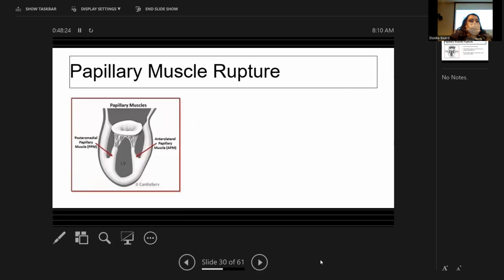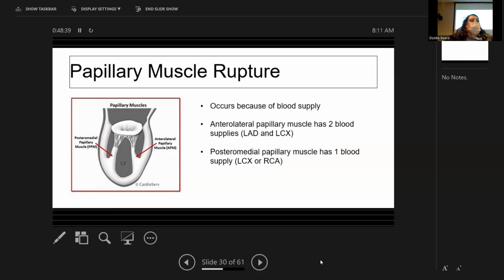So this is the mitral valve. So you have a posteromedial papillary muscle and an anterolateral papillary muscle. And you can kind of see there's the papillary muscle at the bottom, and then the cords that attach to the papillary muscle. Usually you have papillary muscle rupture because of blood supply issues. So most common papillary muscle to rupture is the posteromedial because it only has one blood supply. It either is supplied by the circumflex or it's supplied by the RCA. The anterolateral has 2 sources of blood supply, and so usually that does fine.